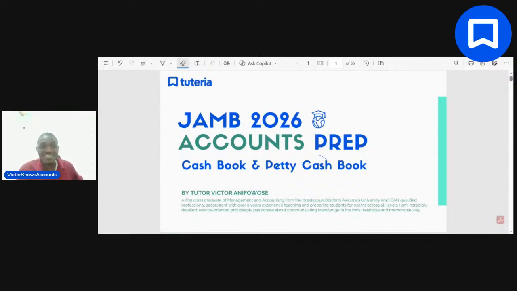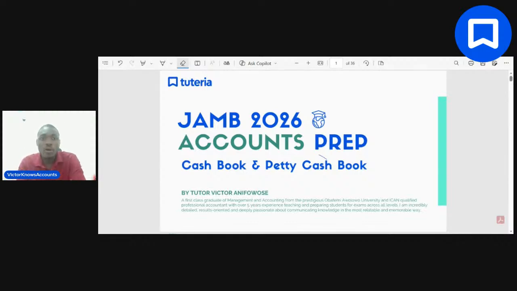All right. In our previous lecture, we talked about the principle of double entry. We were able to complete double entry. We talked about the trial balance. We also talked about correction of errors.